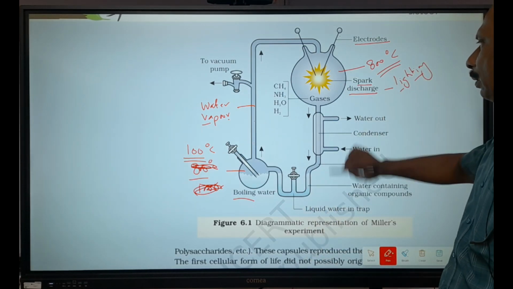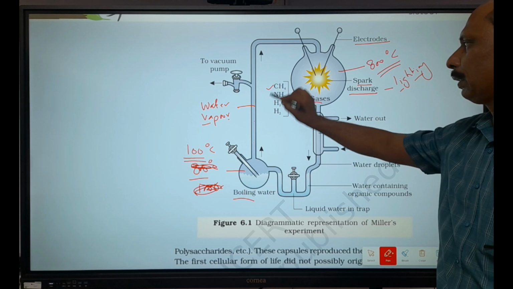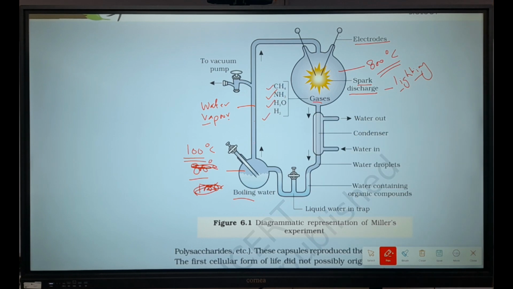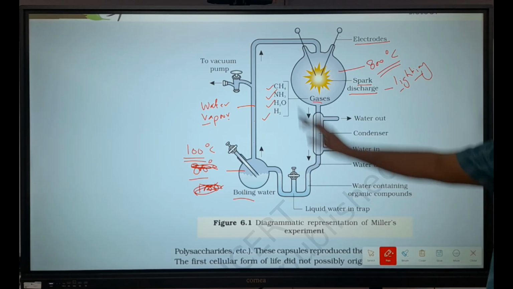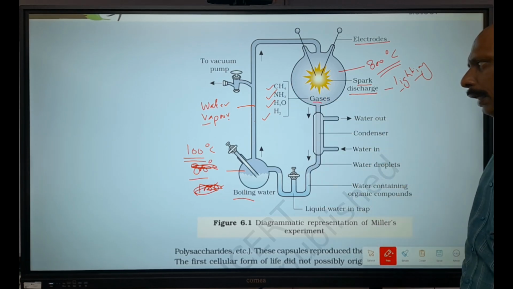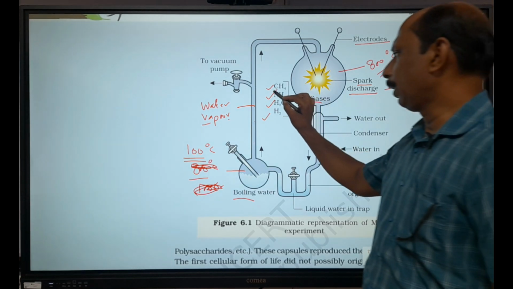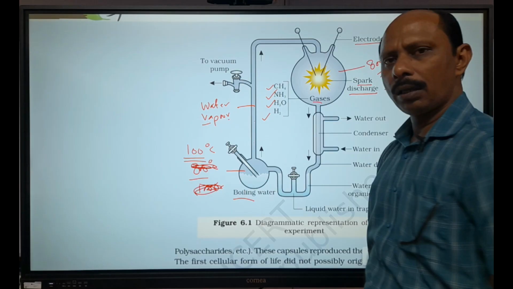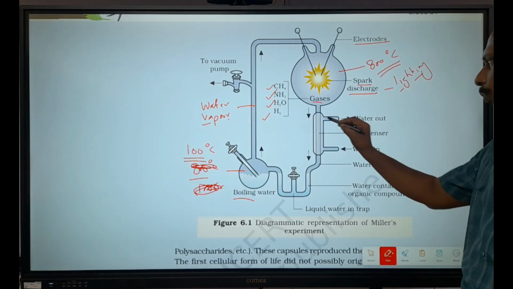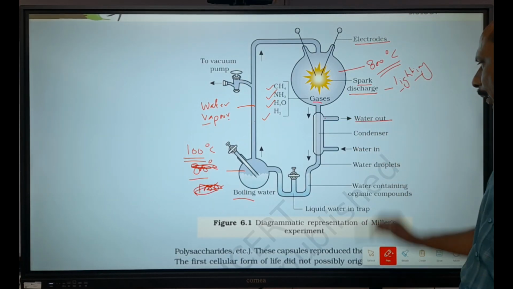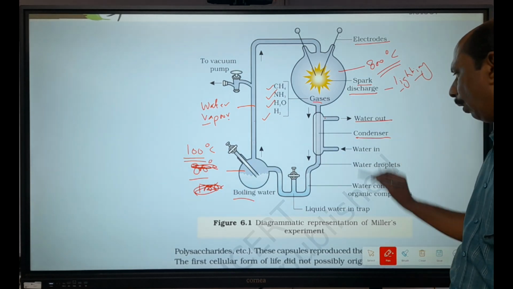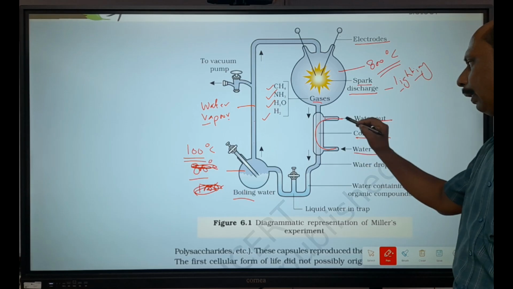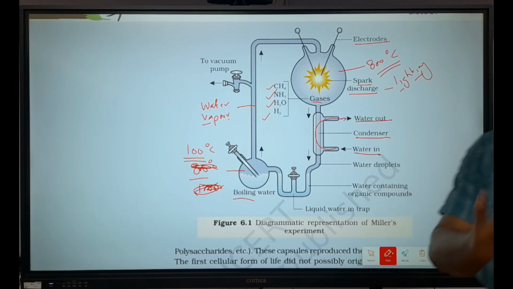Spark discharge. Gases are there. Which gases? Methane, ammonia, water and hydrogen. Already I told you how ammonia is formed, how methane is formed, water, right? And I told you the first inorganic substances are ammonia and water molecule, and the organic substance is methane. Then what happens? The outer part is the condenser, right? Water in through this side and water out this side. Condensation means it cools down the temperature.